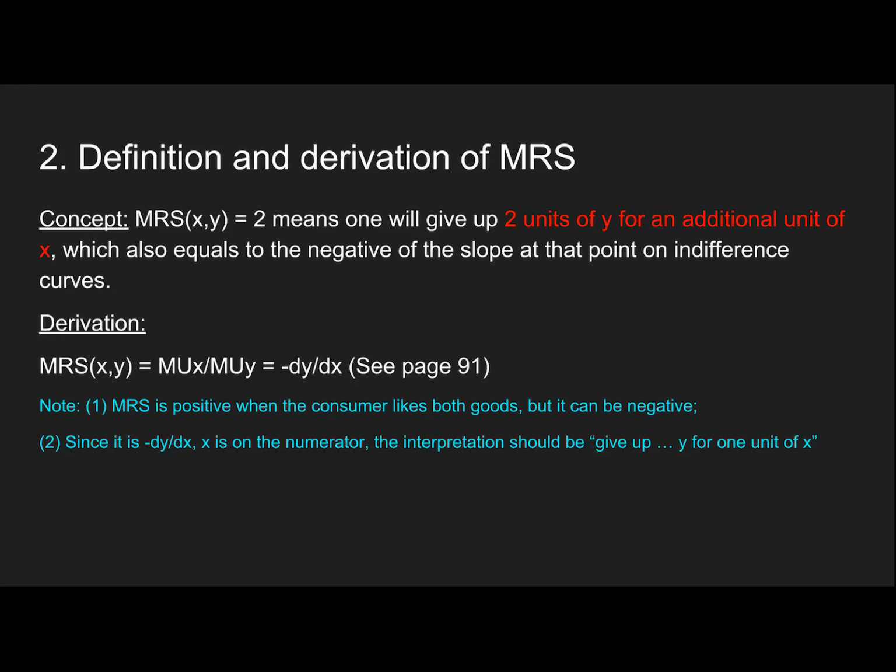And second, you can see the second note here. From the derivation we also know the MRS can be written as negative dy over dx, and x is on the denominator. So the interpretation of the MRS should be: give up how much y for 1 unit of x, because it's just 1 unit of x. You just divide y by x, right?